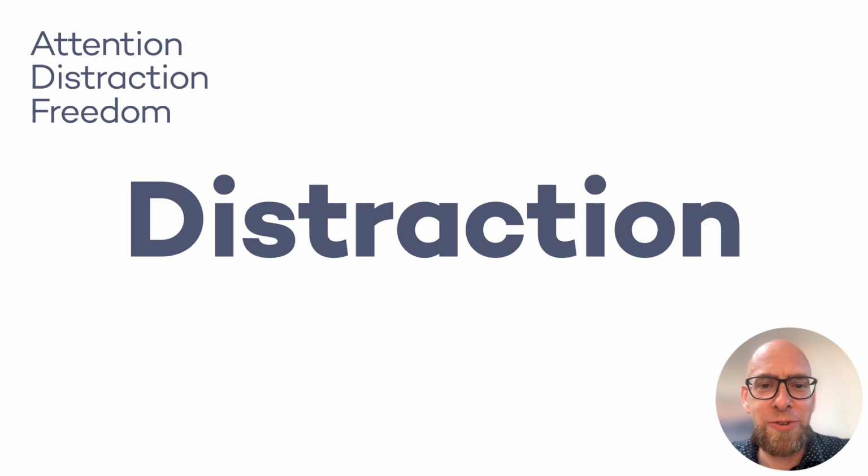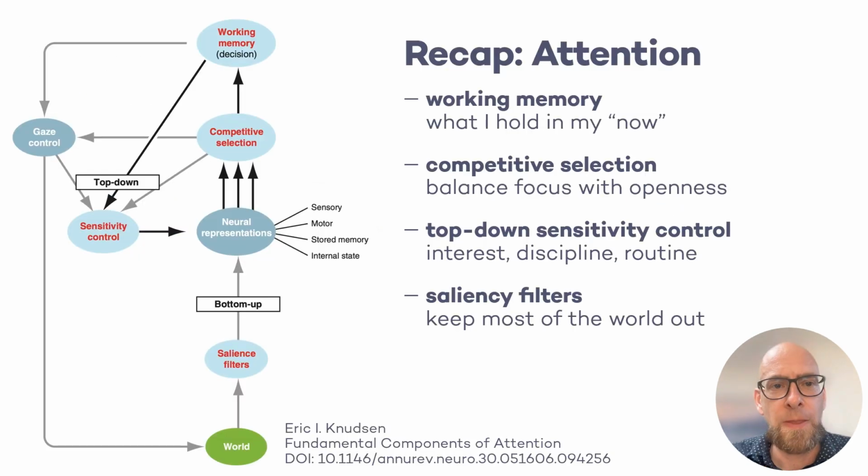To be honest, I wanted to record this video 3 months ago, but I got distracted. In the first part on attention, we discussed the 4 major components of the system that guides our conscious attention. Attention is a complex interplay between working memory, competitive selection, top-down sensitivity control, saliency filters, and many more small components. And we saw that many of these components can be trained in order to improve focused attention. This training will be one of our tools against distraction.